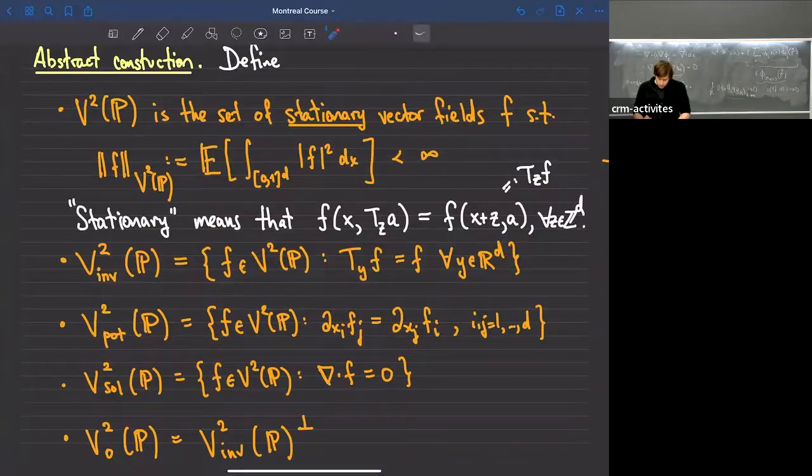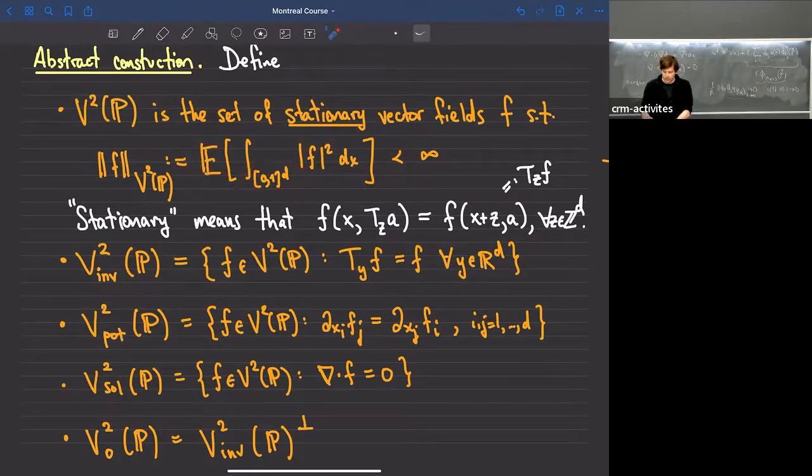We're going to norm the set of stationary vector fields by writing the L2 norm, basically. We're going to take the vector field F and square it. We're going to integrate over a unit cell in space, and then take the expectation with respect to the probability measure. I have to integrate over space like this because I said my thing was Z^d stationary.